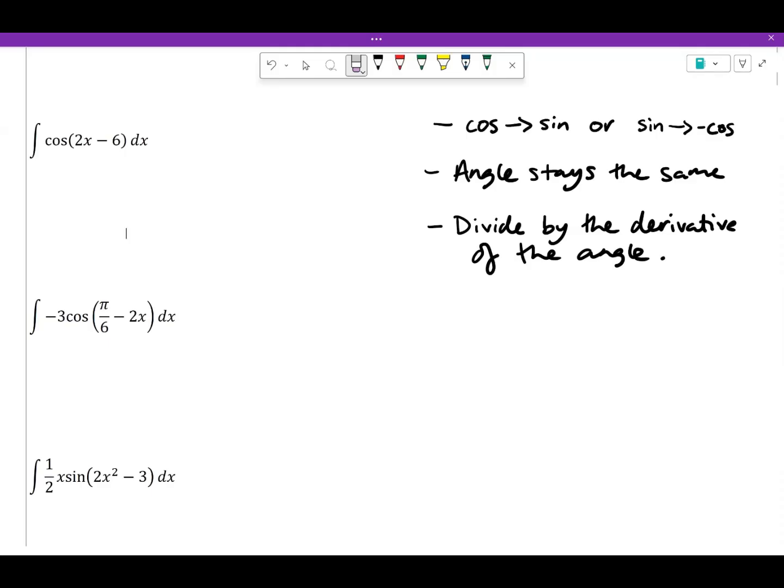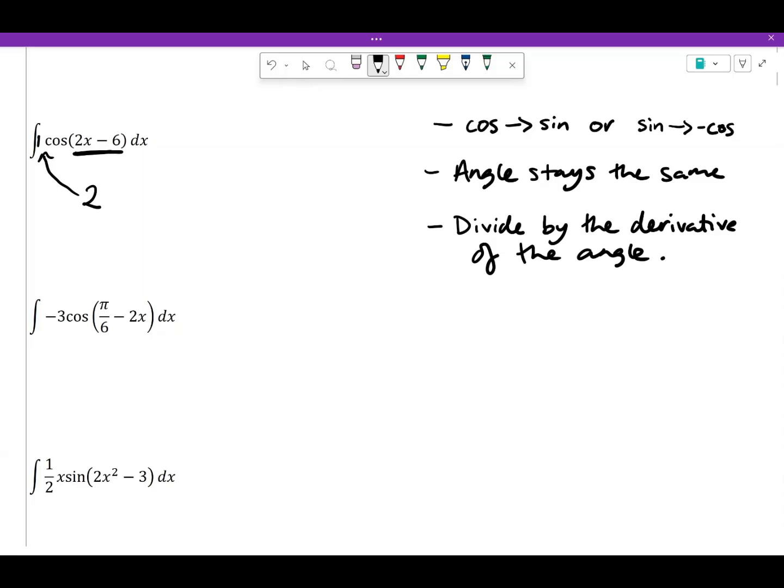So here's my integral. Let's start by doing our reverse chain rule check. If I differentiate my angle, I get 2. Now we need to compare this value to what is multiplying our cosine function, which is a 1. Are they numerical multiples of each other? Yes, they are. Therefore, we're good to use the reverse chain rule.